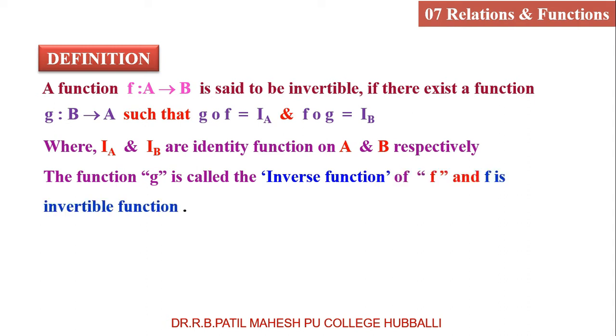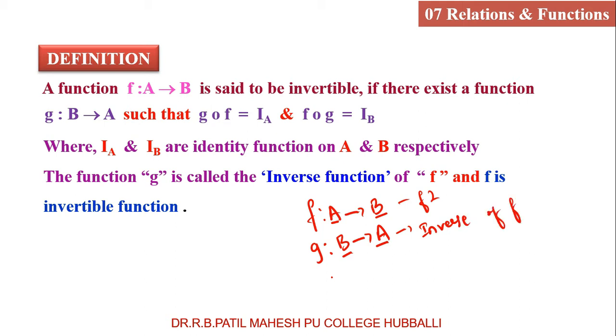Dear students, try to understand. Invertible function means, suppose f from A to B is a function, there exists a function g from the set B to the set A. Here A to B is a function and the reverse, B to A, is called the inverse of the function f.